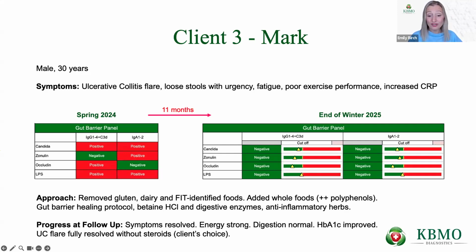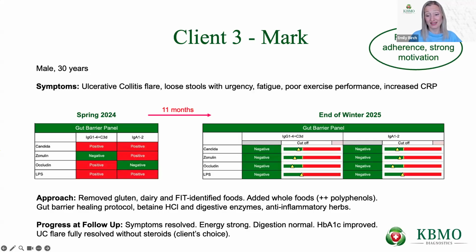His symptoms had resolved completely. His energy was really strong. His digestion was normal. Interestingly, his HbA1c improved as well. And massively, his ulcerative colitis flare had fully resolved without steroids. It's really important for me to say here, not taking the steroids for this flare was his choice, not the nutritional therapist's choice. That's out of our remit. But he was in a much, much, much better position.